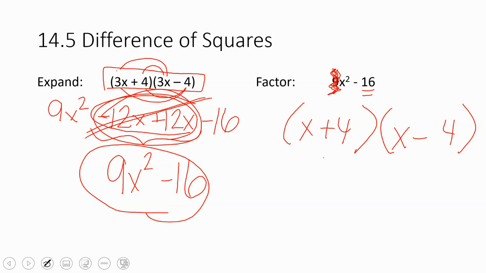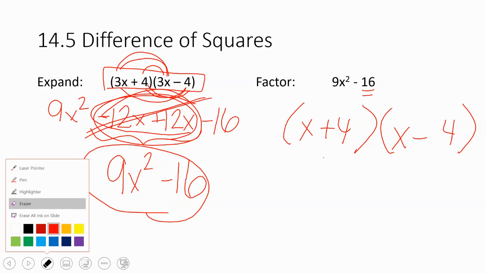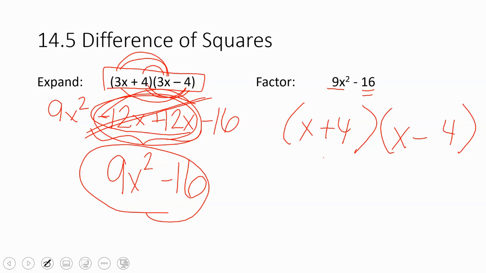Because up here, when we did 3 times 3, wasn't that just 3 squared? And when you did 4 times 4, that's just 4 squared. So when you're going to do it over here, you're just finding, well, what's the square root of 9x squared? What's the square root of 16? And putting a minus sign.